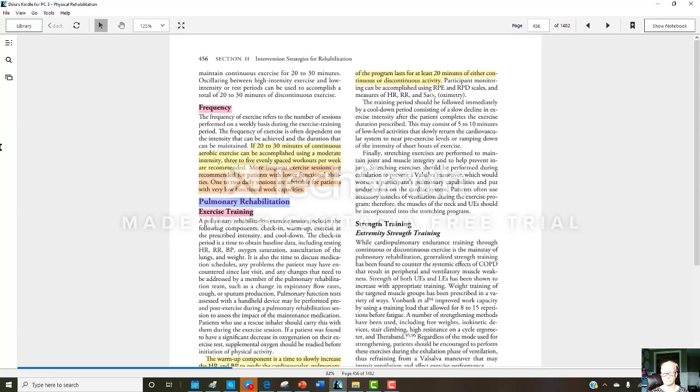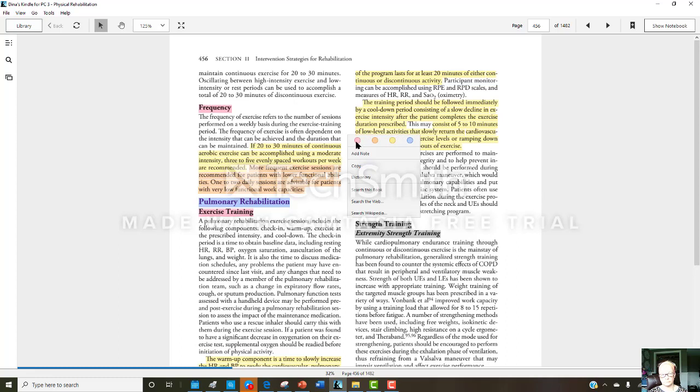The training period should be followed immediately by a cool-down period consisting of a slow decline in exercise intensity after the patient completes the exercise duration prescribed. This may consist of 5 to 10 minutes of low-level activities that slowly return the cardiovascular system to near pre-exercise levels or ramping down of the intensity of short bouts of exercise. Finally, stretching exercises are performed to maintain joint and muscle integrity and to help prevent injury.